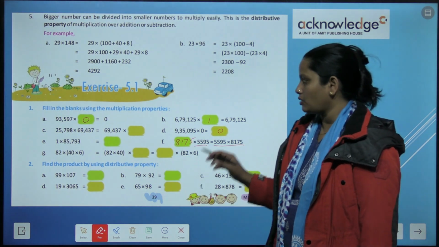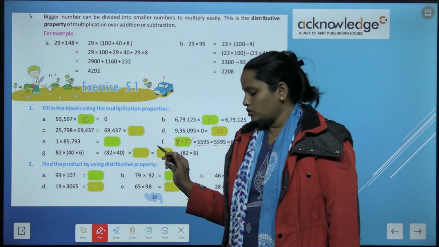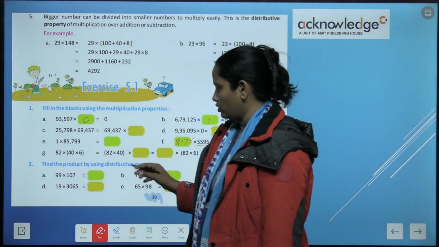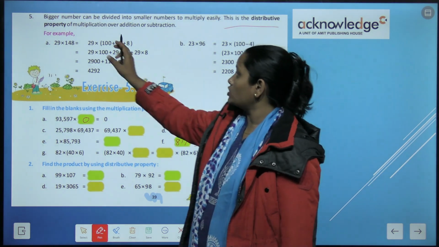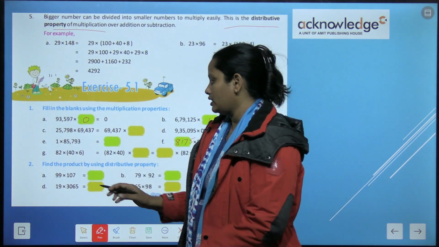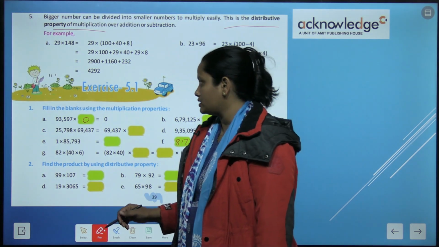Find the product by using this distributive law. अब distributive law को यूज करना है और हमें प्रोडक्ट को फाइंड आउट करना है. So this was the distributive law जो अभी हमने पढ़ा है. हमें डिस्ट्रीब्यूट करना है. So 99 को हमें मल्टीप्लाई करना है 107 से.